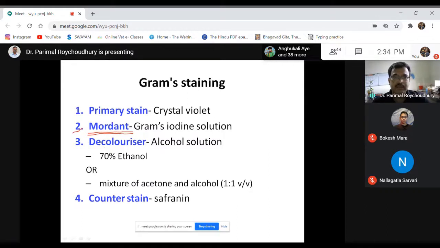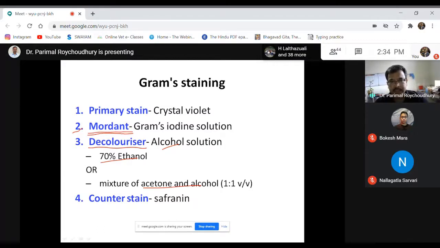Okay, now coming to the third component of Gram staining technique. This is a very crucial component, and here the differences occur. Okay, so it's called the decolorizer. So after applying the mordant, we flood the smear with decolorizing agent, and the decolorizer that we use most commonly in the Gram staining technique is alcohol solution. So basically 70% ethanol we use. If not, then we can go either way. If alcohol, or then we can go for a mixture of acetone and alcohol, 1:1 percentage. Okay.